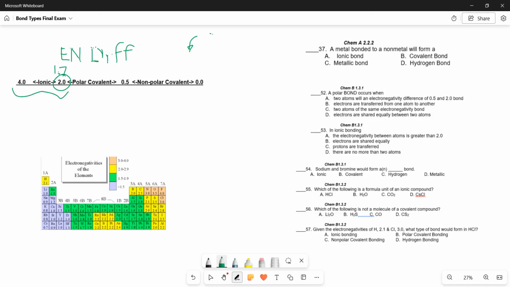But if you're between 4 and 2, it's going to be an ionic bond. Between 2 and 0.5, it's going to be polar covalent. And between 0.5 and 0, it's going to be nonpolar. And then below here, I have a chart of electronegativities that came from our book, which we will reference.